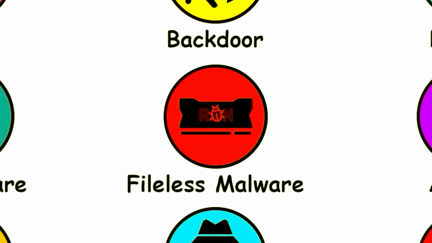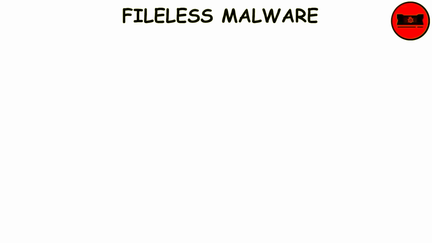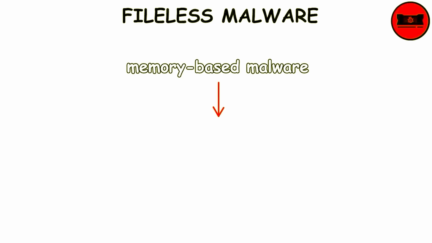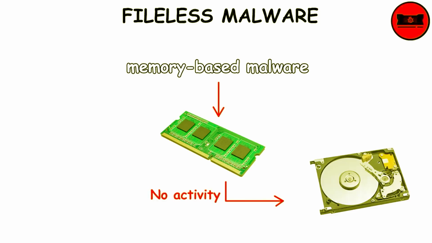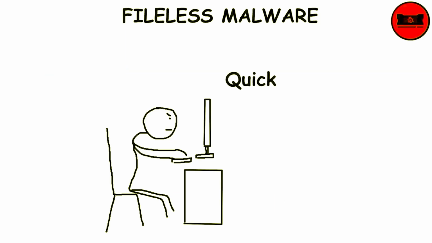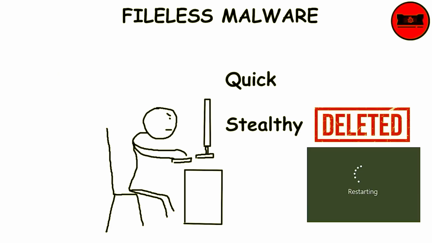Fileless malware: It exists exclusively as computer memory-based malware. For example, in the RAM, so it doesn't write any part of its activity to the computer's hard drive. This makes it harder to detect and leaves little evidence. They are used by hackers for quick and stealthy operations, such as gathering data quickly, since most of them get deleted once the computer gets rebooted.